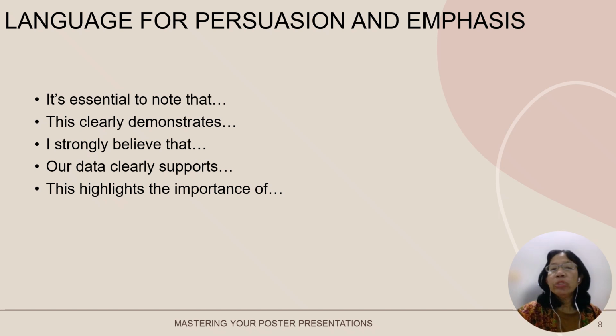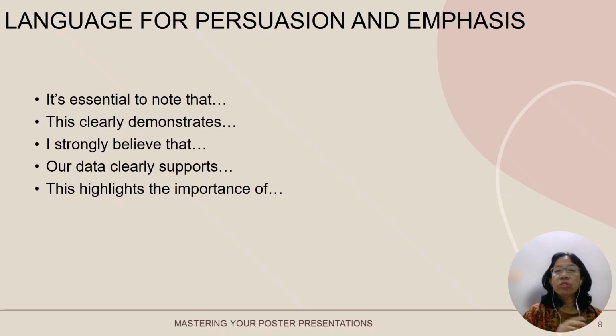"It's essential to note that." This elevates a piece of information from a simple fact to a critical component of your argument. "This highlights the importance of." This is an effective way to transition from your data to its real-world implication or significance.